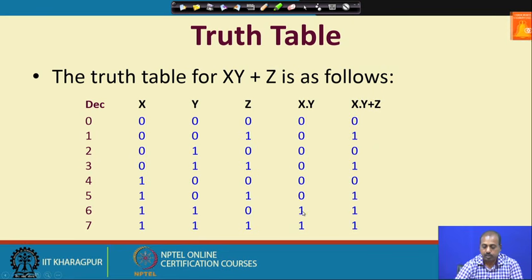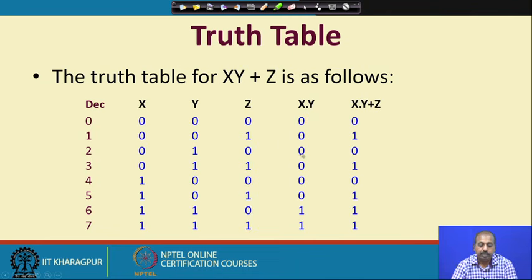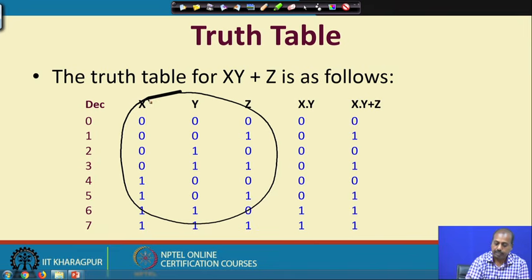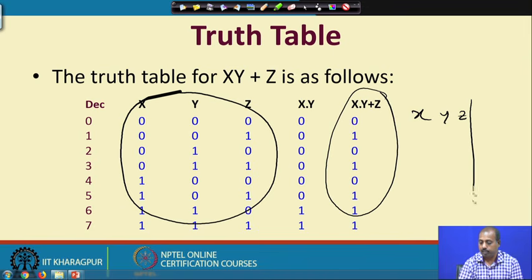At this point xy is 1, but z is 0, but we have got xy plus z equal to 1. Similarly, here x, y and z are all 1, so we have got xy plus z equal to 1. So, this way in a truth table, this is a slightly extended version of the truth table. Normally we will be writing this part, and this particular column. So, only these two columns will be written: x, y, z and the output part which is xy plus z in our case.